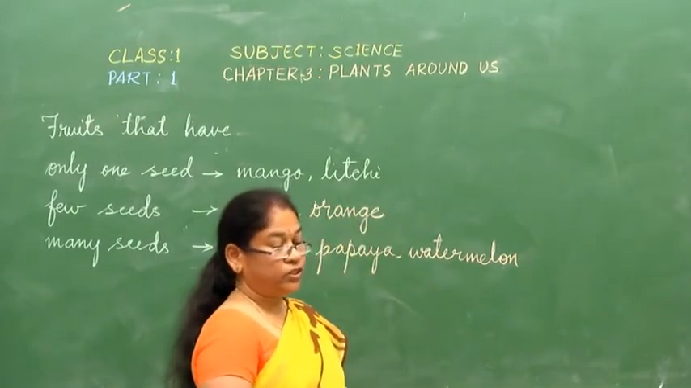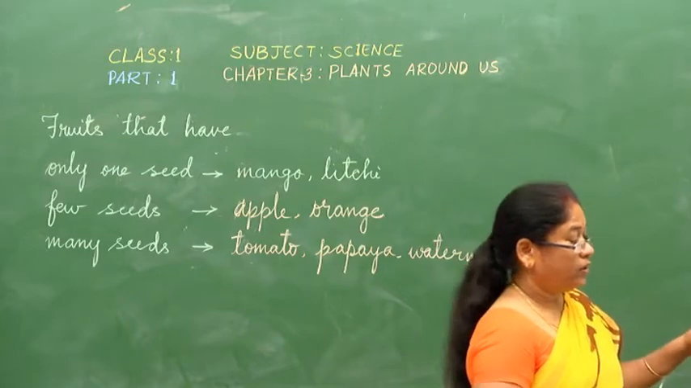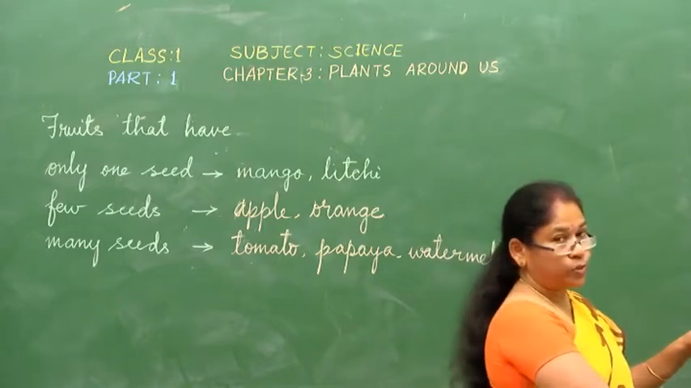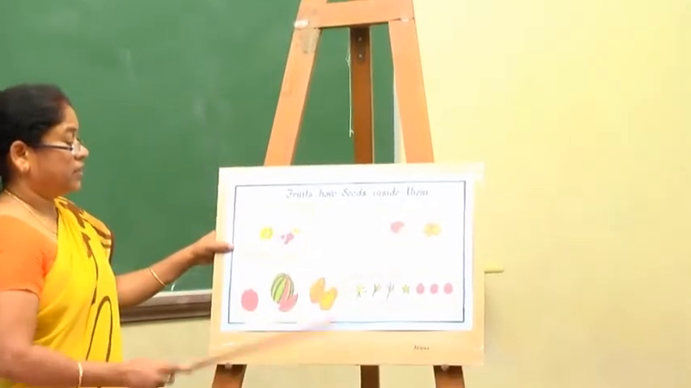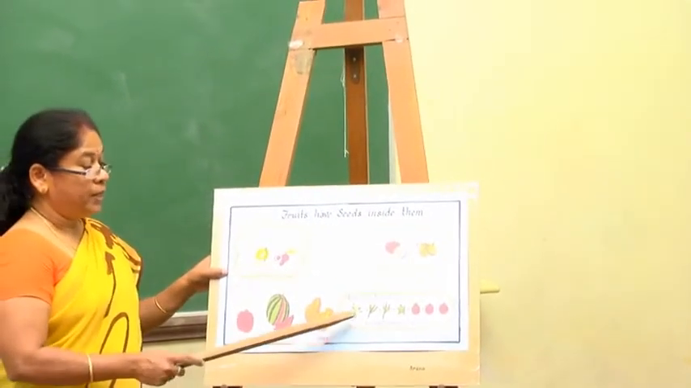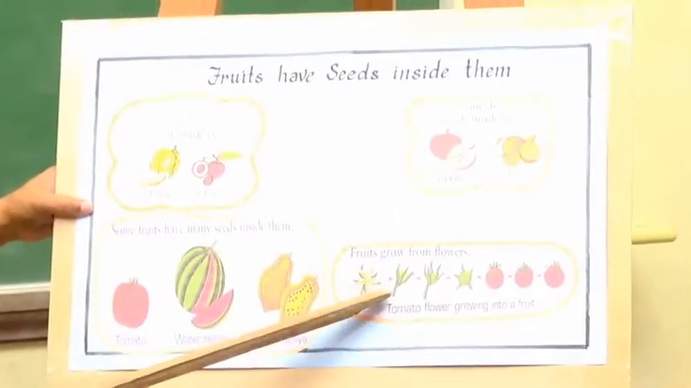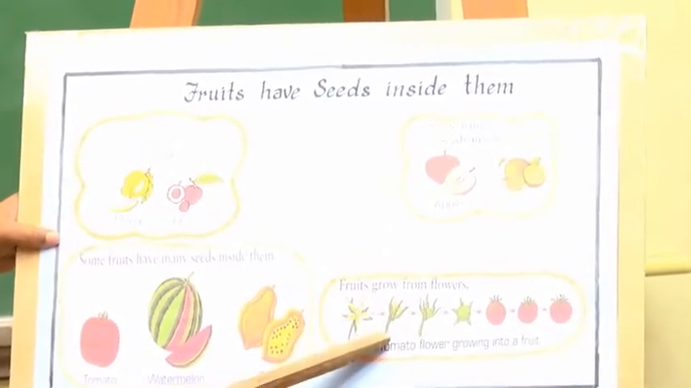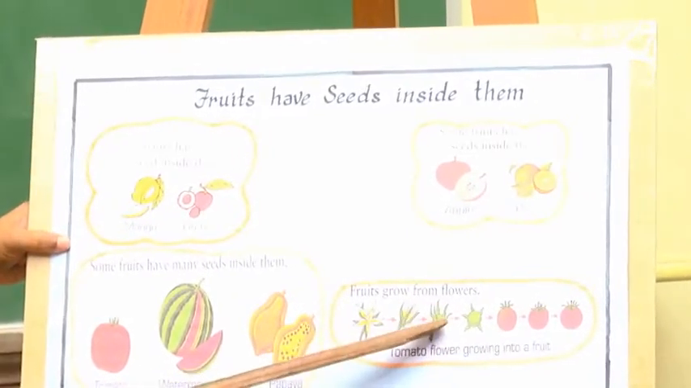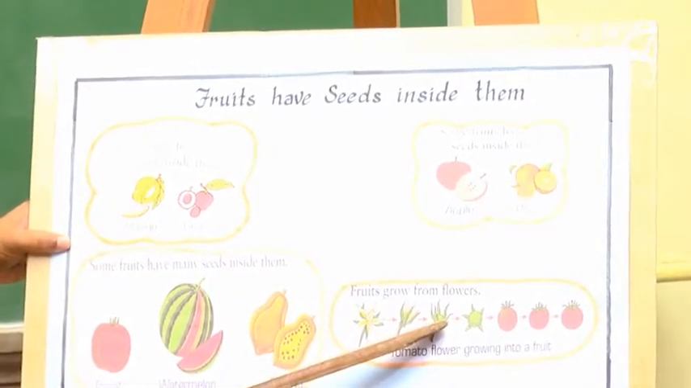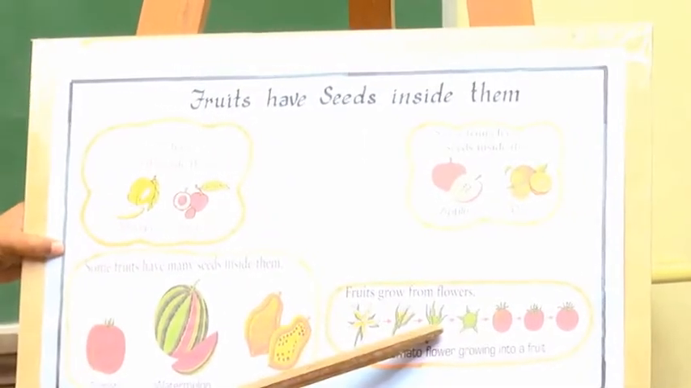Here the stages of a flower growing into a fruit are given. A tomato flower grows into a tomato fruit. Fruits grow from flowers. When the buds open up, it blooms into a flower. Then slowly the flower fades, and from the center portion, you can see small green ball-like things starting to appear.